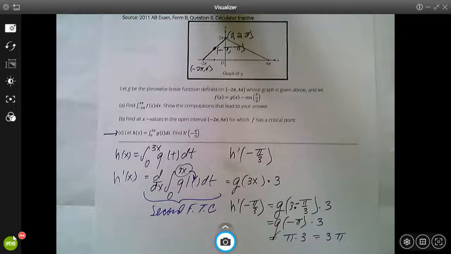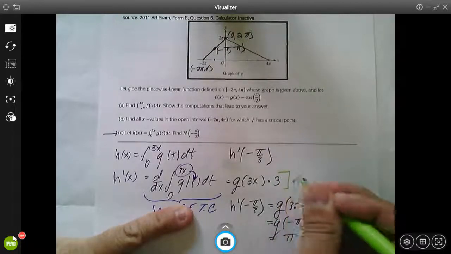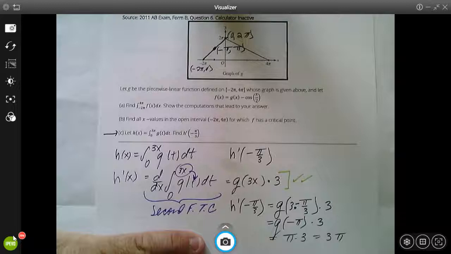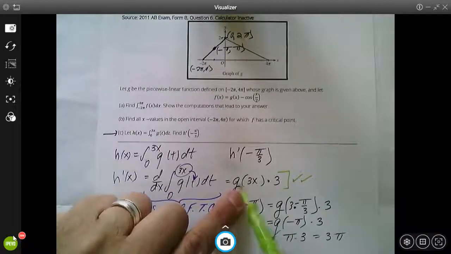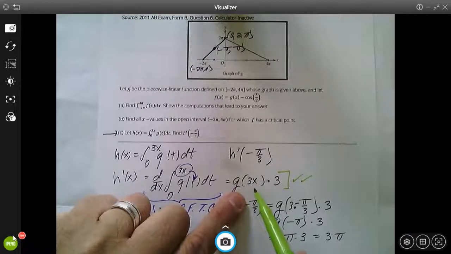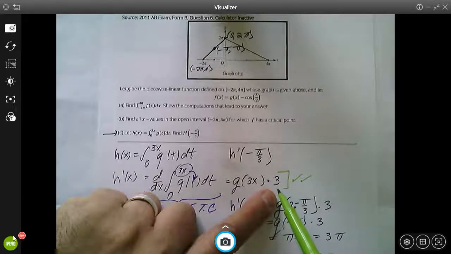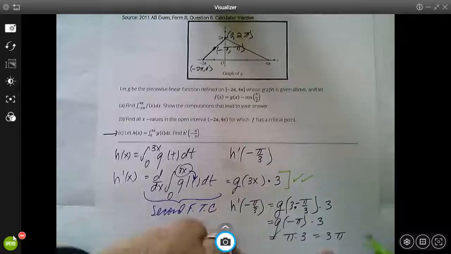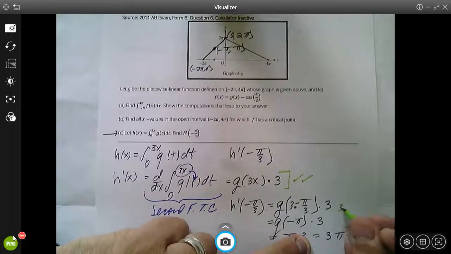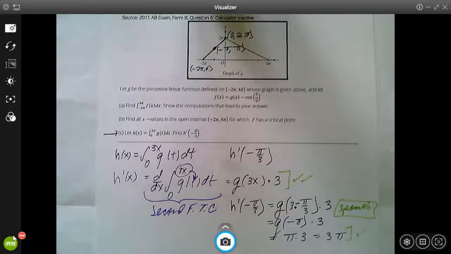How did the College Board award points? Getting here is worth 2 points. My guess is if you said g of 3x, they probably awarded 1 point, and then 1 more point for knowing to use the chain rule, and then 1 point for getting to this value of 3 pi, for a grand total of 3 points.